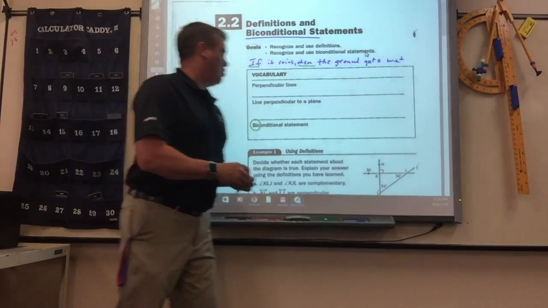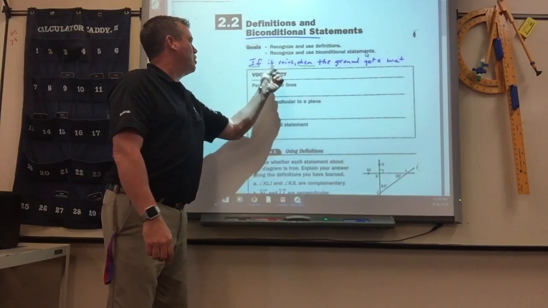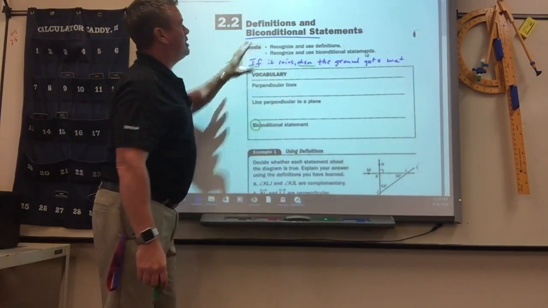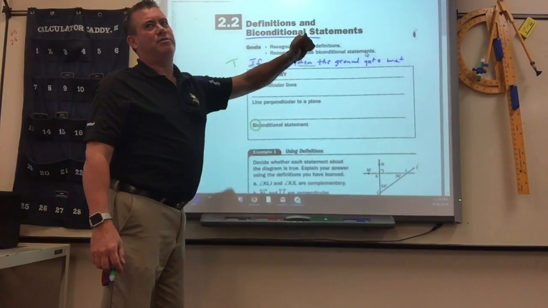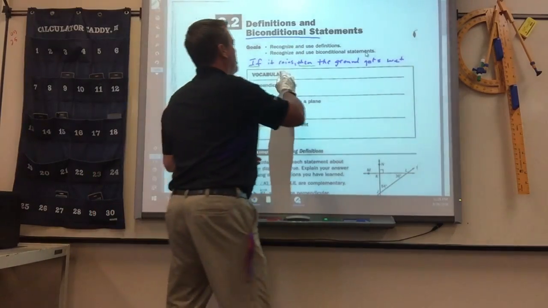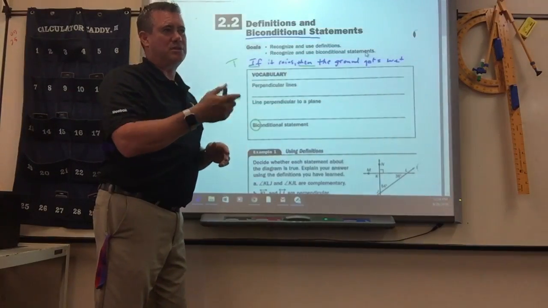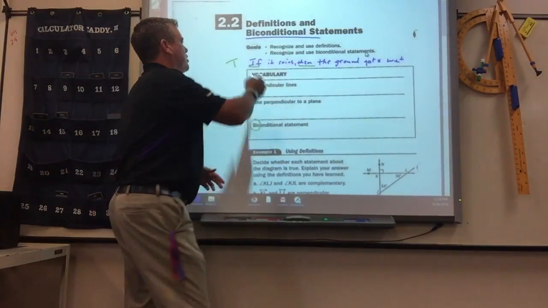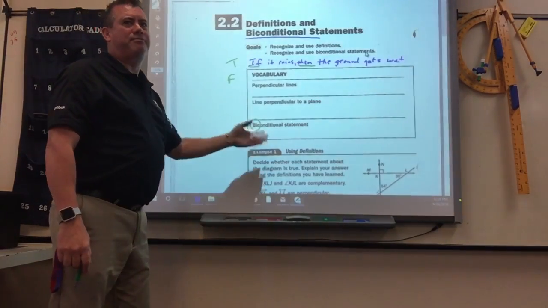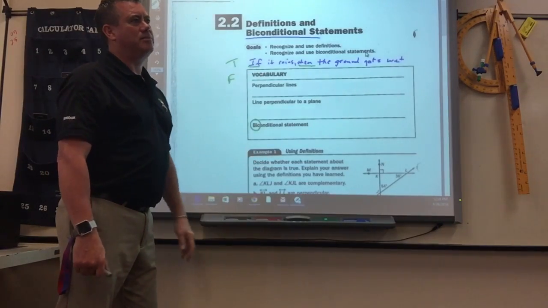Two. So if you have a conditional statement and it's true, and the converse is true, remember what to do to find the converse? Switch it around. So you'd say if the ground is wet, then it rains. That's false. That could be true, but not always. So the converse is false. In order to write a biconditional, they both have to be true. So this could not be written as a biconditional.